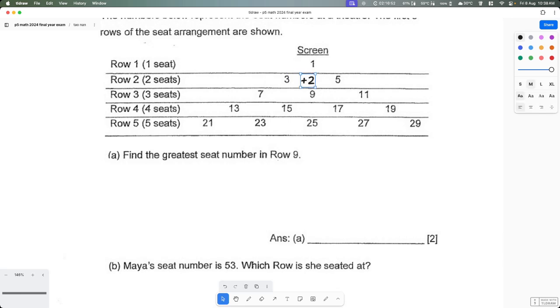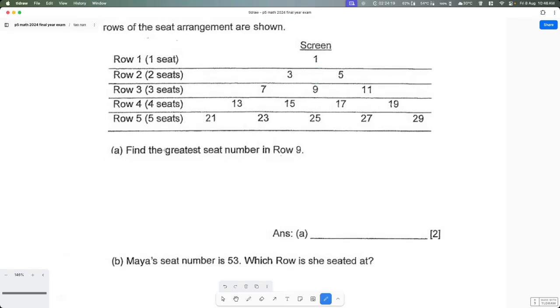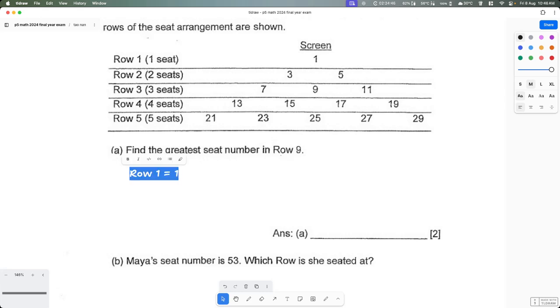Okay, so to find the pattern, we can look at each individual number. I would say it's still not very clear, so you can just write down. Row 1 is equal to 1, and then row 2 is equal to 3 and 5. Then row 3 is equal to 7, then 9, and then 11.